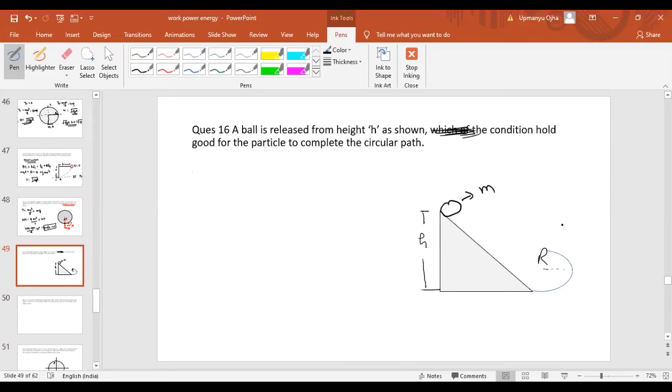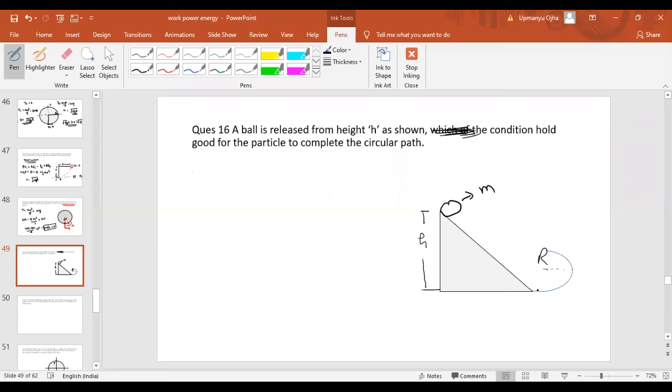Can you get the answer for this? Okay, what is the condition? Now just think about one point.